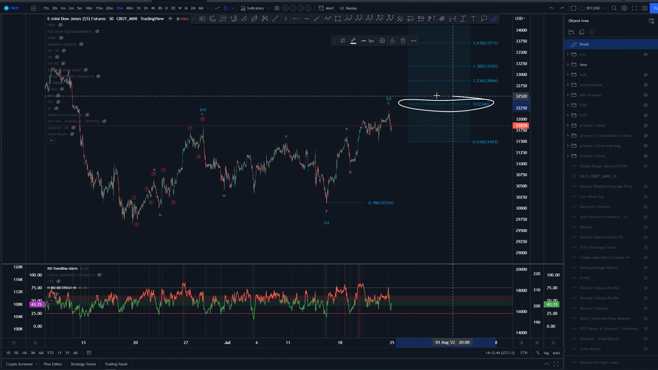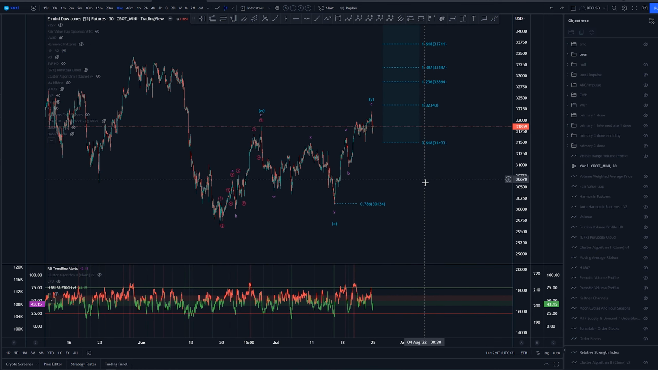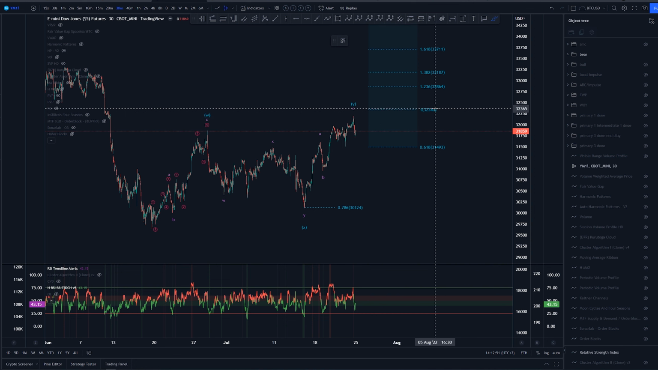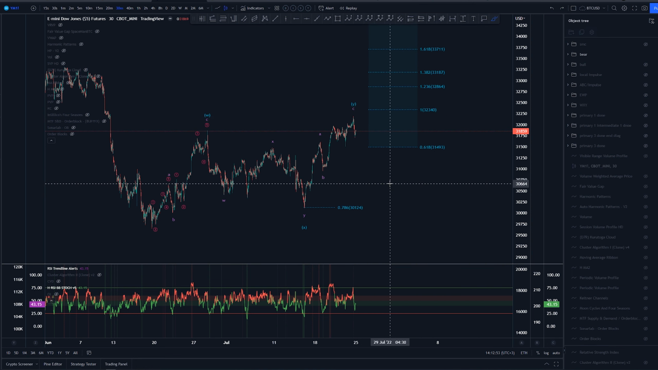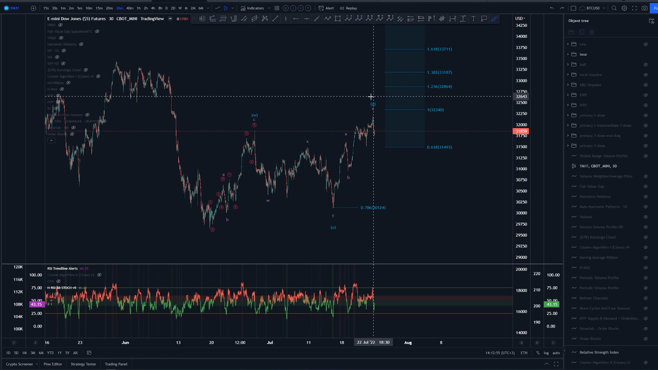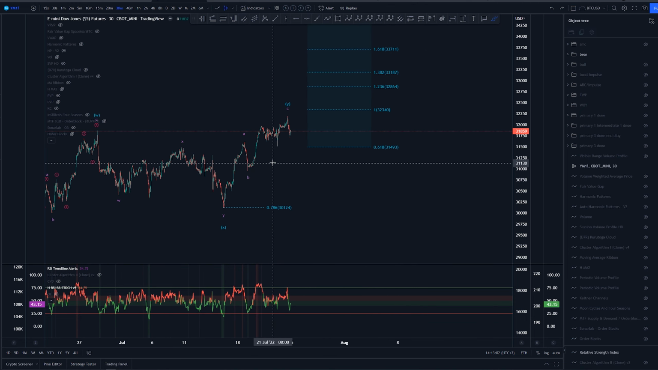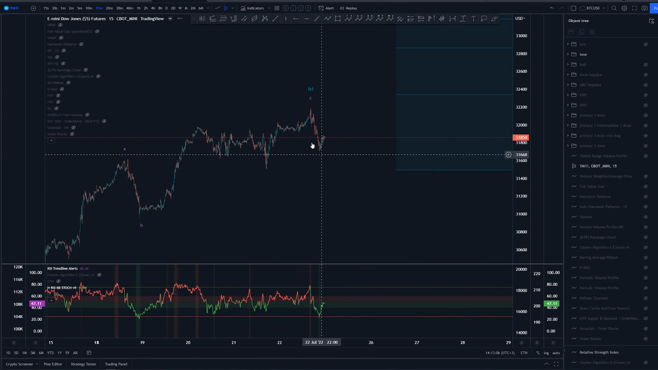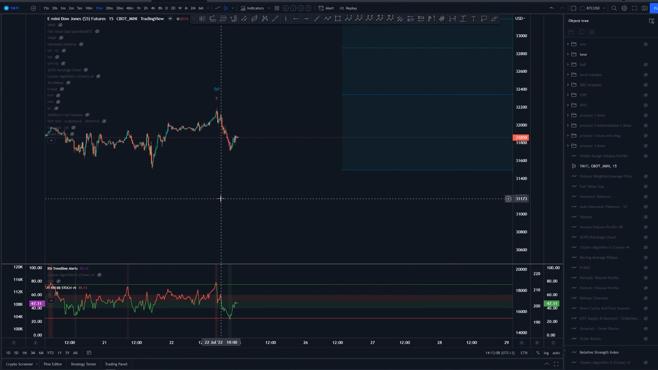We are falling short of that 1-to-1 extension, which seems to be very typical nowadays on these markets. Everything seems to be falling short of that 1-to-1 extension that we're looking for. So it is still possible that this is completely something else, but this is my bias at the moment. At least on 15 minutes, it is looking like that we are impulsing downwards.